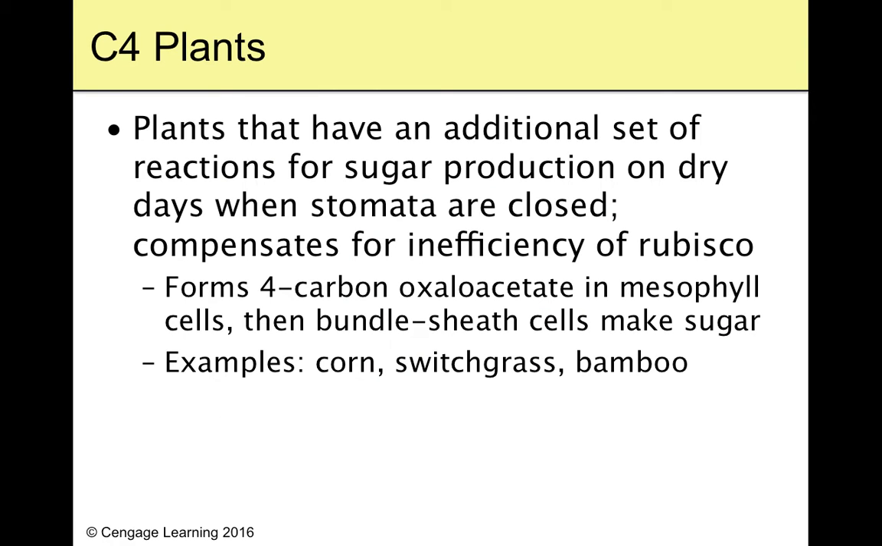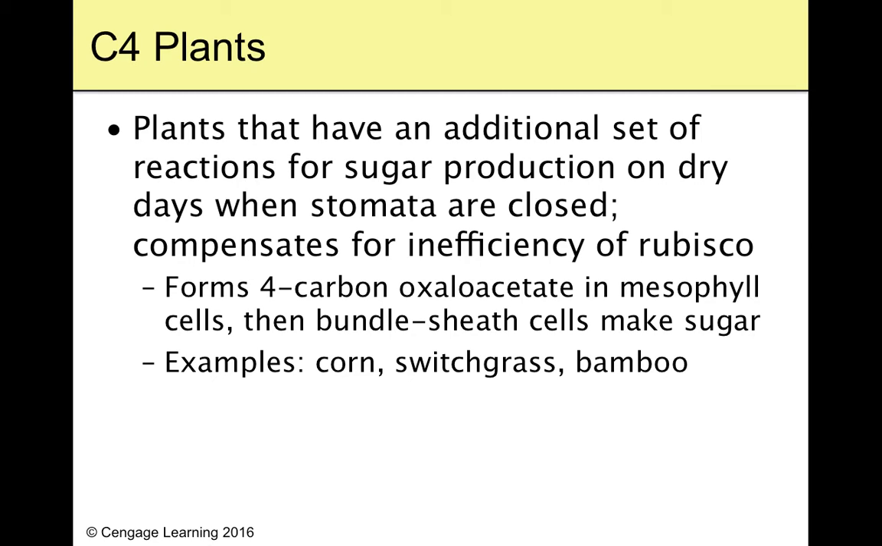So let's look at our first way to solve this problem. These guys are called C4 plants. You see it in corn and switchgrass and stuff like that. These guys have an additional set of reactions for sugar production on our really dry days when we have to close stomata, and they're going to compensate for that inefficiency of rubisco trying to bond with oxygen.